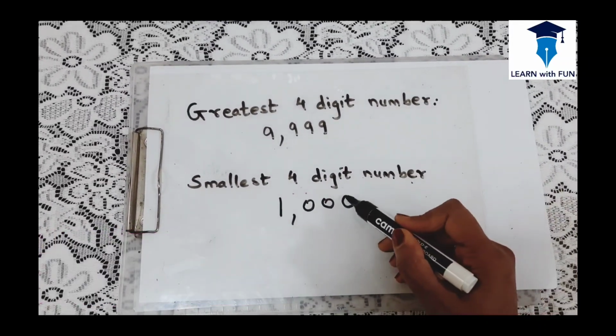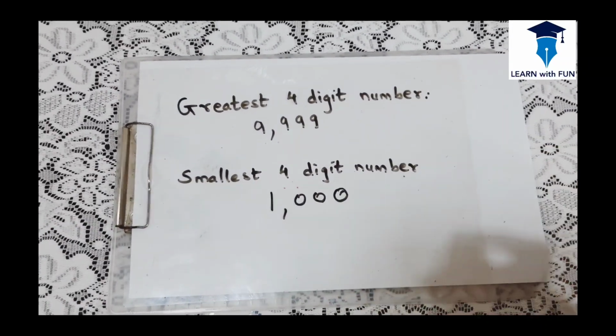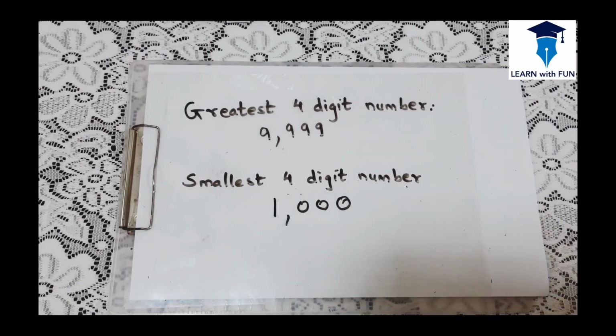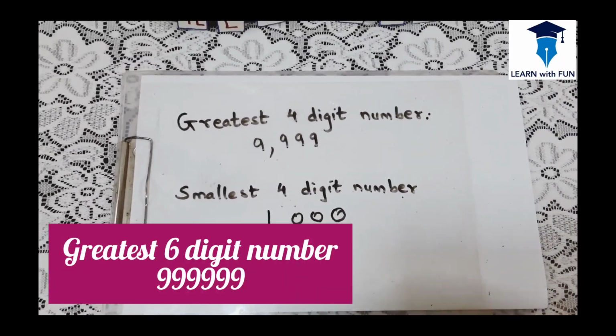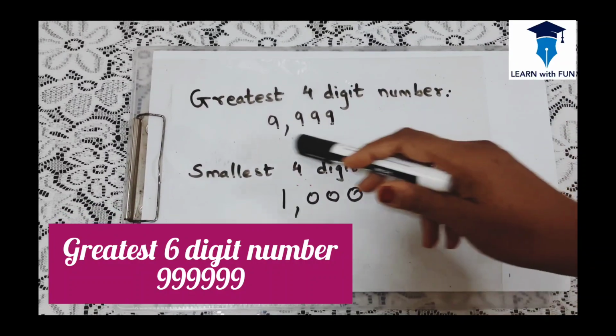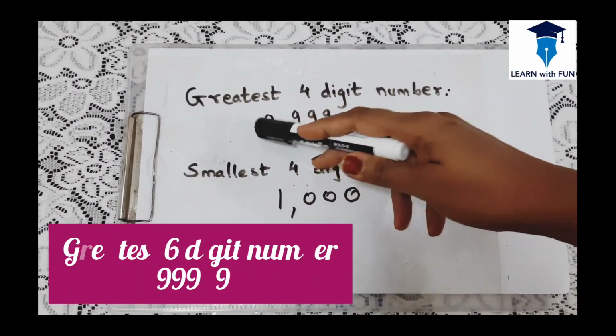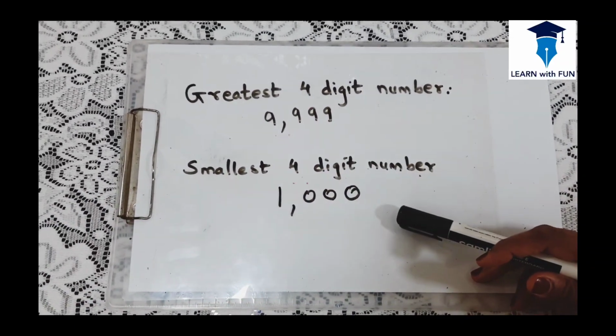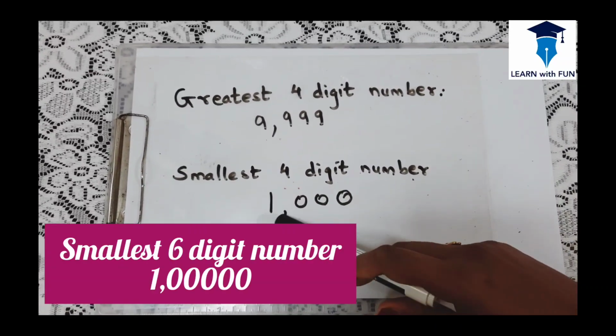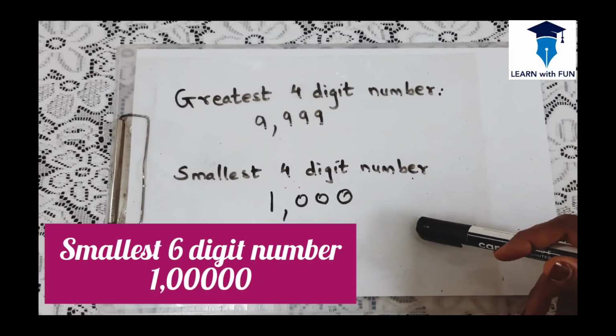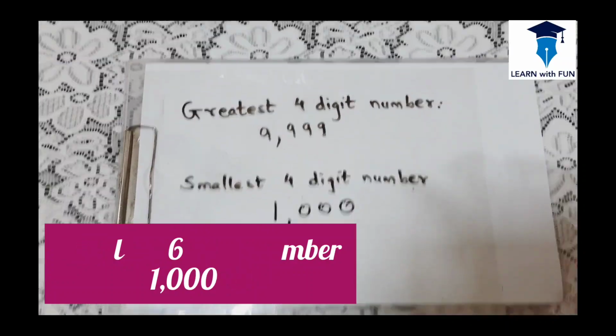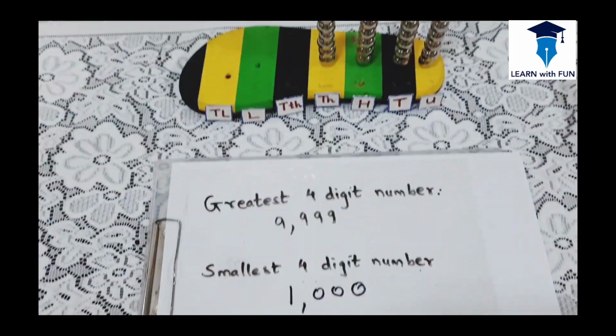Similarly, once this is understood, the teacher can increase the number of digits. The teacher can ask, now find out the greatest 6-digit number. Then it will be very easy. The child will just write 9 six times. Similarly, for the smallest 6-digit number, the child is just going to write 1 and then write 5 zeros. So things will become easier. At the basic level, the child will be able to grasp the concept.